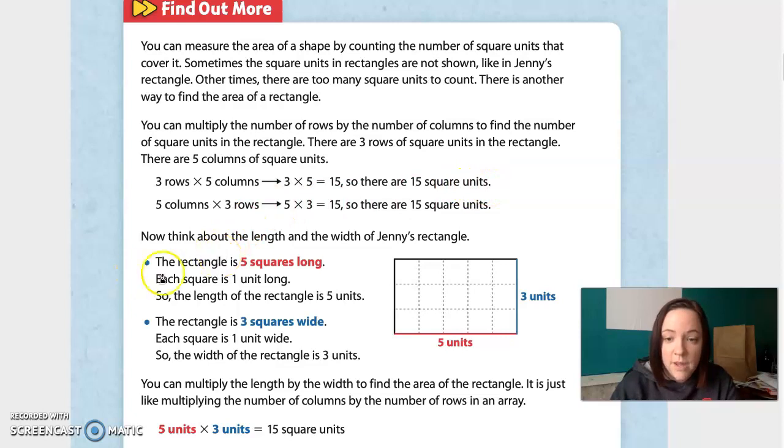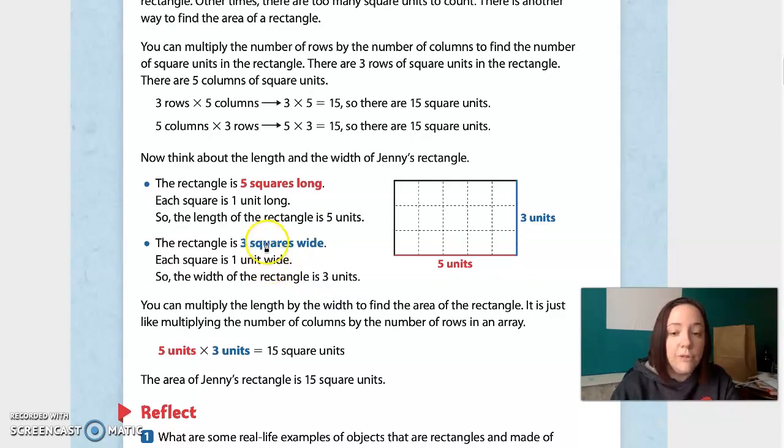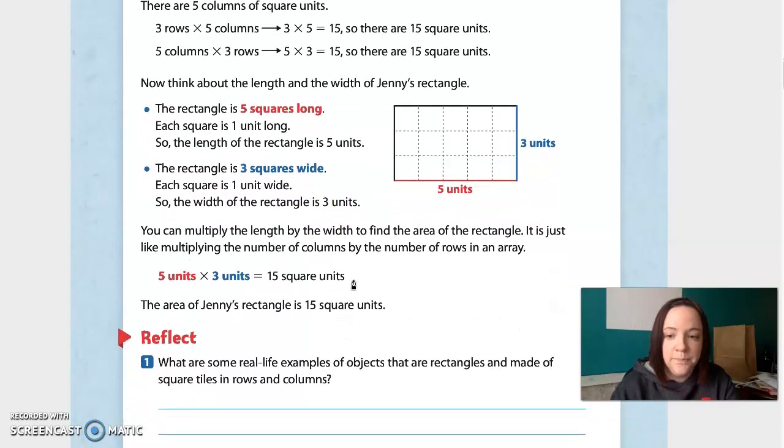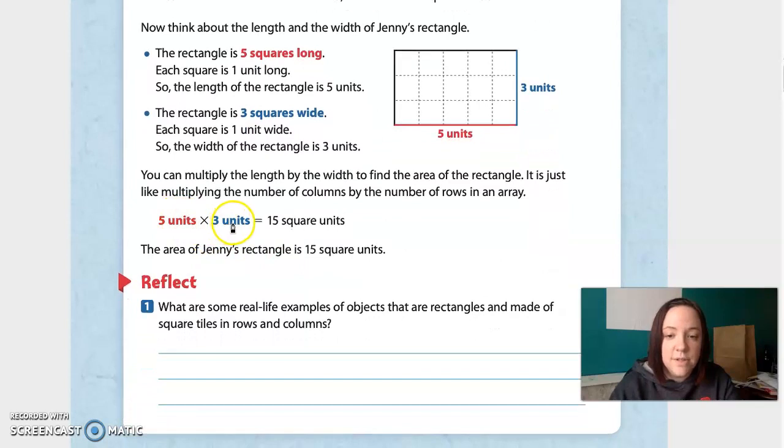Now, the rectangle is 5 squares long. So the length of the rectangle is 5 units, to be specific. The rectangle is 3 squares wide, which is the rectangle's width of 3 units. 5 units times 3 units equals 15 square units. The area of Jenny's rectangle is 15 square units.